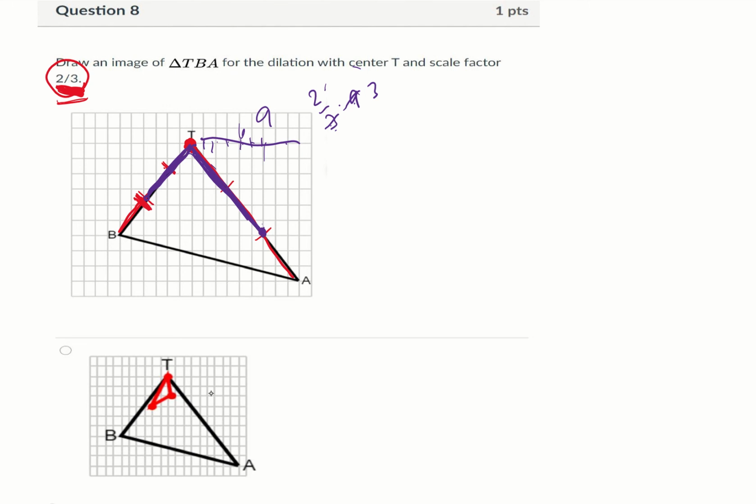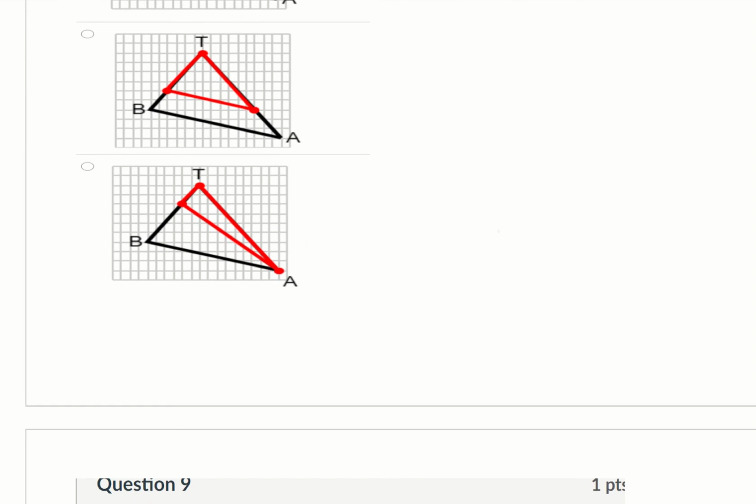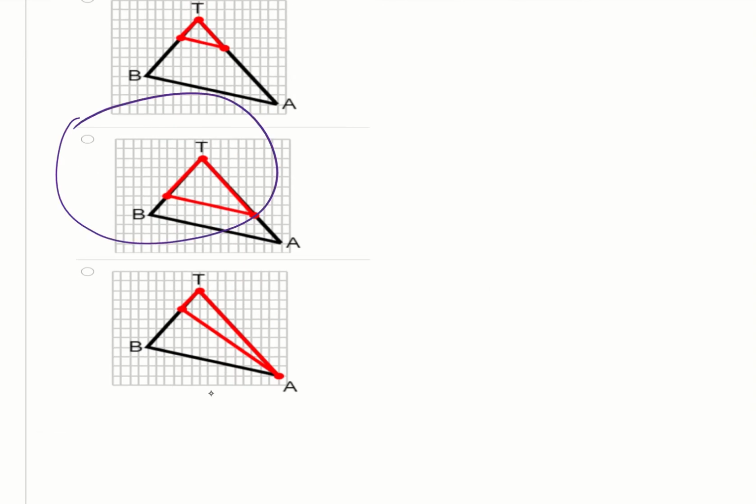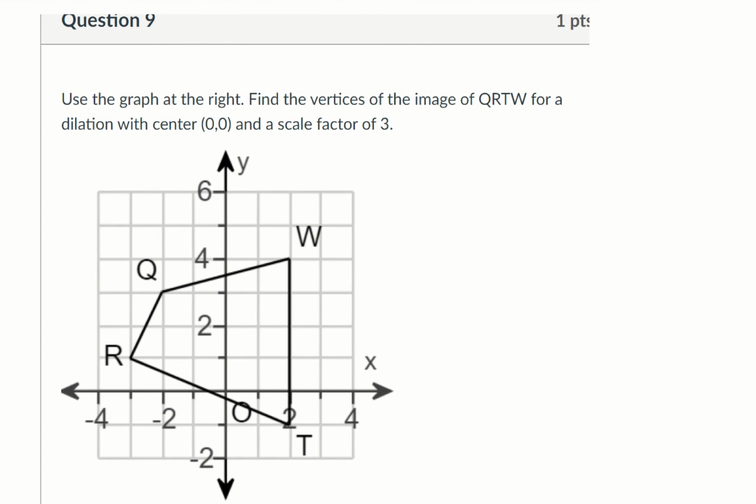But in any case, we got this. And then obviously we're going to shrink this part as well. And so we should get something that looks like that. Which is this one right here. All right, and that's how you do dilations from a center.